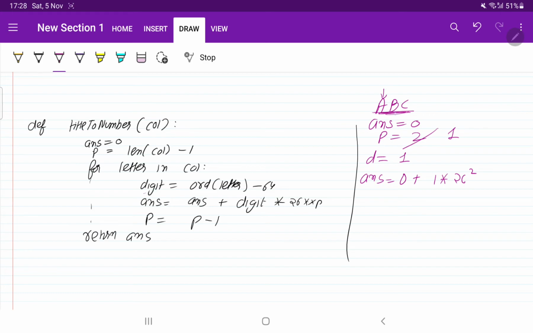Now we will again calculate for the second element. For B, the digit value is 2. So what we will do here is add 2 into 26, and the power is reduced, so 26 to the power 1. Then what will we do?